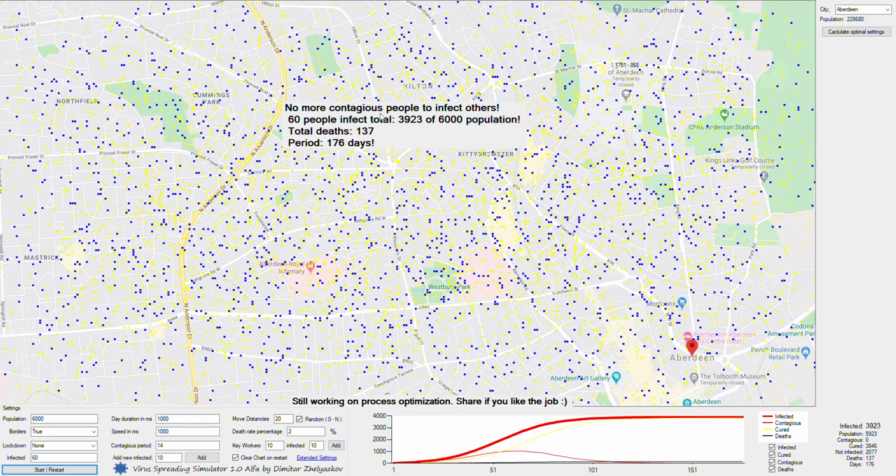There we go. We can see that 60 people infected about 4,000 people of the 6,000 population on the map. It took about 176 days, but this is until the last person. On the graphics you can see the real information: the peak is nearly the 60th day. So in 2 months you had the peak, and then it goes down and down because it's harder to catch another person who hasn't met the virus yet.